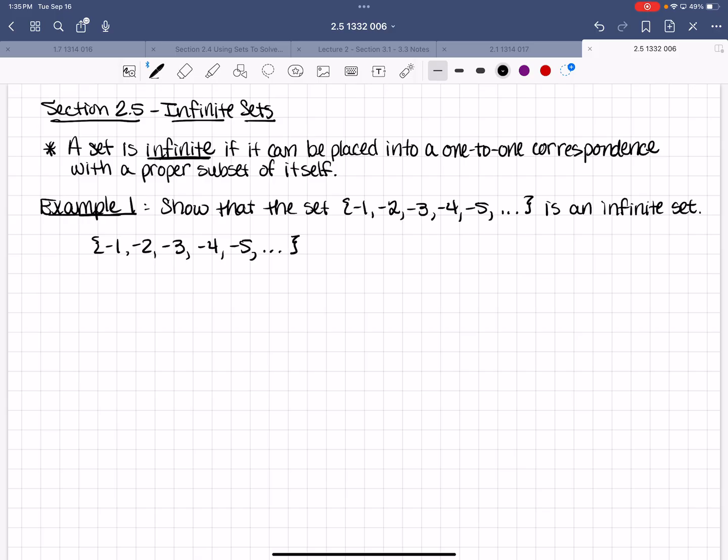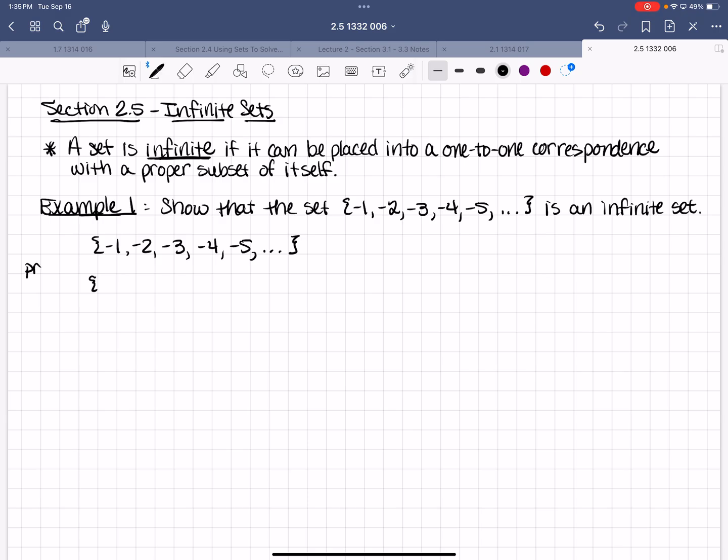Okay, so let's make a proper subset. So pick a positive number between 1 and 5. 3. Okay, let's pick 3. So if I pick 3 and I decide that my rule is 3n, all that means is I'm going to multiply everything in that original set, each one of those elements, by 3. That's going to make my subset.